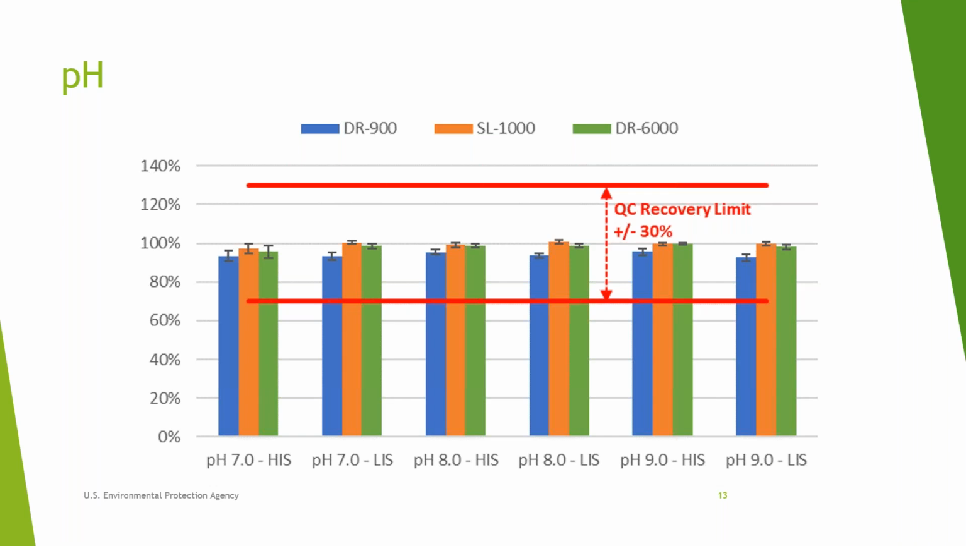So you can see in the figure that over the typical expected pH range of water distribution systems, from 7 to 9, all recoveries were within the quality control limit of 30%. So next slide, Matt.